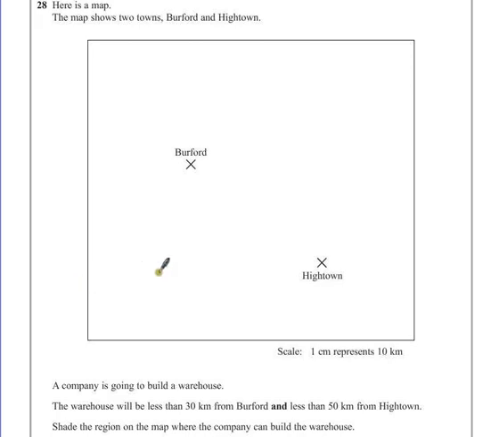Now, when it says region and you see a diagram with little crosses on, you're going to have to think to yourself, right, this is a construction question, I'm going to need a compass. Because if I want to find every point which is less than 30 kilometres from Burford, well, let's think about it. It could be here, it could be here, it could be here. It's going to create a circle. Now, 1 centimetre is 10 kilometres, so to make 30 kilometres is going to be 3 centimetres.